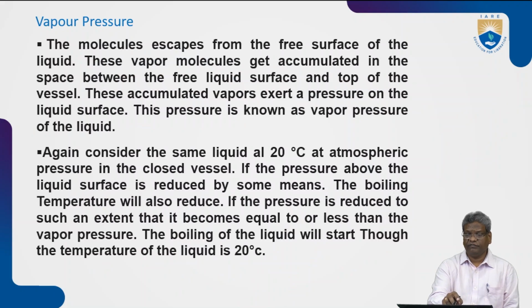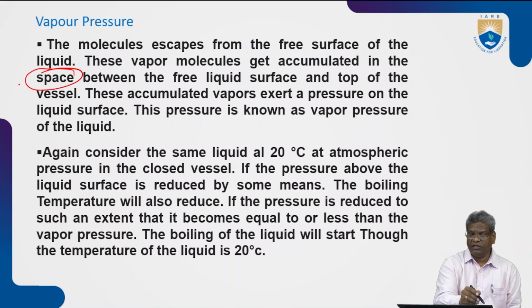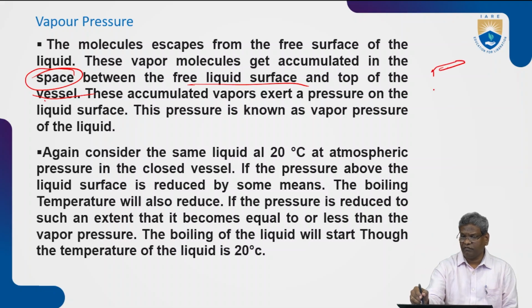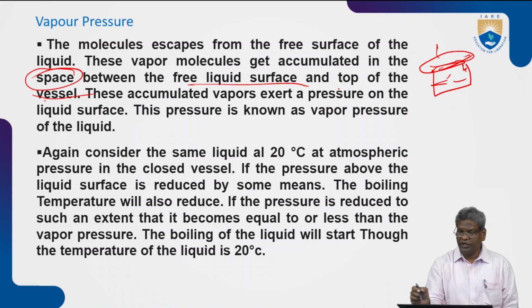So the molecules escape from the free surface of the liquid. These vapor molecules get accumulated in the space between the liquid surface and the top of the vessel. Suppose the top of the vessel means you are keeping some plate. These accumulated vapors exert a pressure on the liquid surface. So in between the plate and the vessel, say, where you are keeping some plate, the partial pressure of these accumulated vapors.